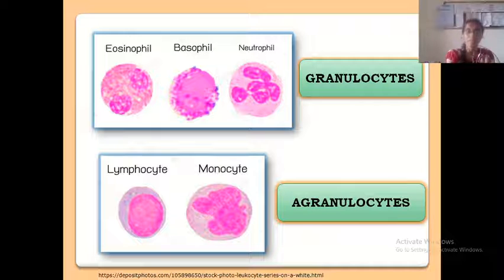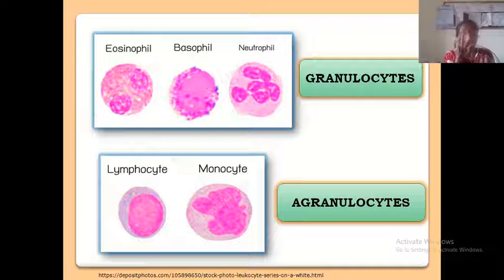We will study in detail the types of WBCs. The WBCs are divided into two major types, granulocytes and agranulocytes. Why are these WBCs divided into two major types? Because this classification depends upon the presence or absence of granules. If WBCs contain granules, they are included in the granulocytes, and if they lack granules, they are included in the agranulocytes.